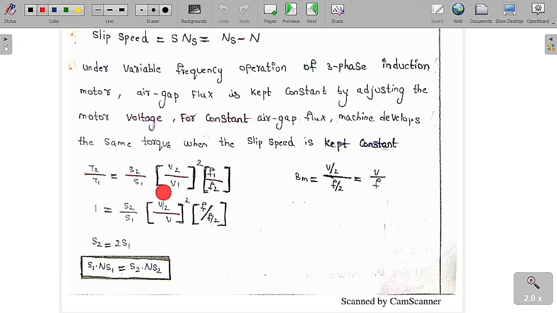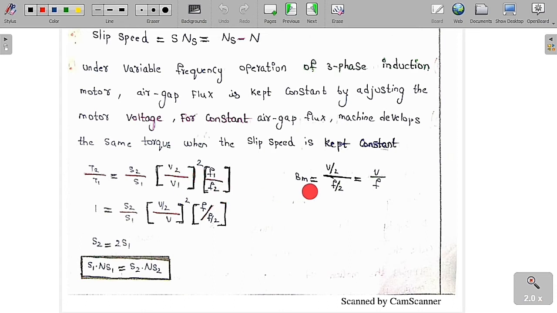Let me explain, listen carefully. In the stable region, as I have already told you, torque is directly proportional to s V square by R2 into f. So if you take T2 by T1, T2 by T1 is equal to S2 by S1 into V2 by V1 whole square into F1 by F2.